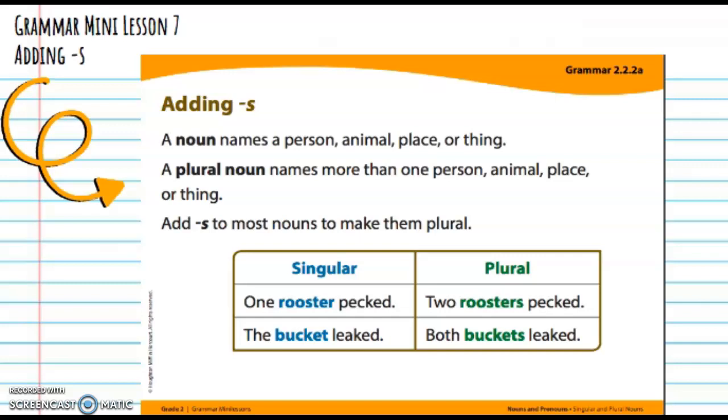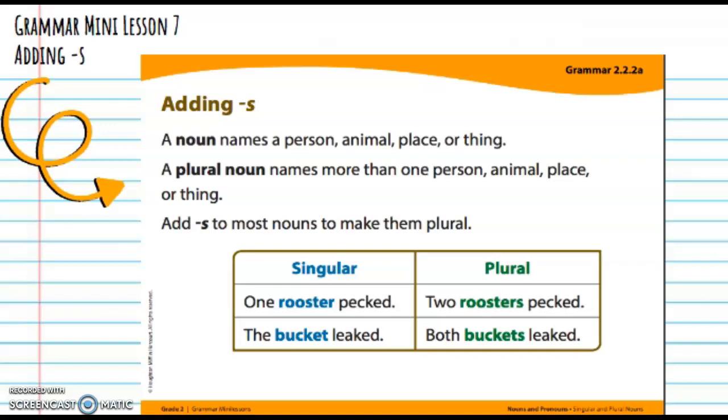Today we're going to talk about adding s. We know that a noun names a person, animal, place, or thing. A plural noun names more than one person, animal, place, or thing. Add s to most nouns to make them plural.